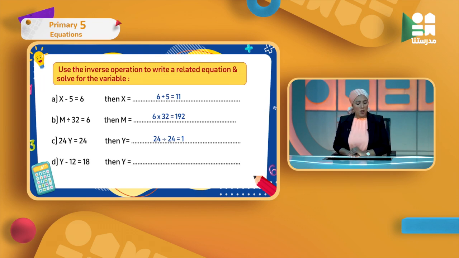Now letter D, y minus 12 equals 18. We move the minus 12 to the other side with the opposite sign, which is plus. So y will be 18 plus 12. It will be 30.